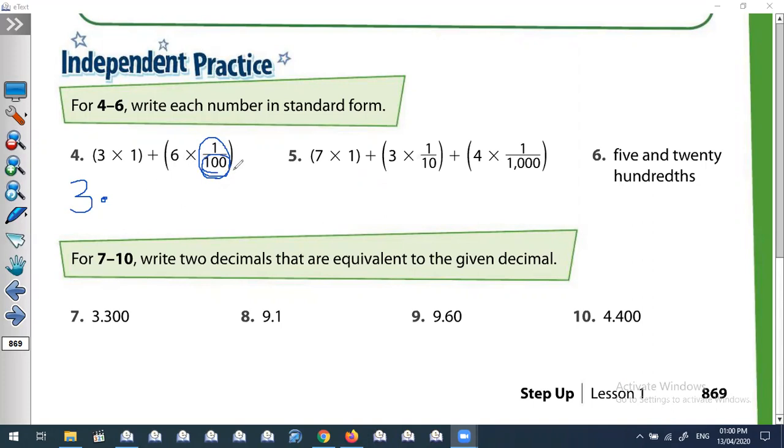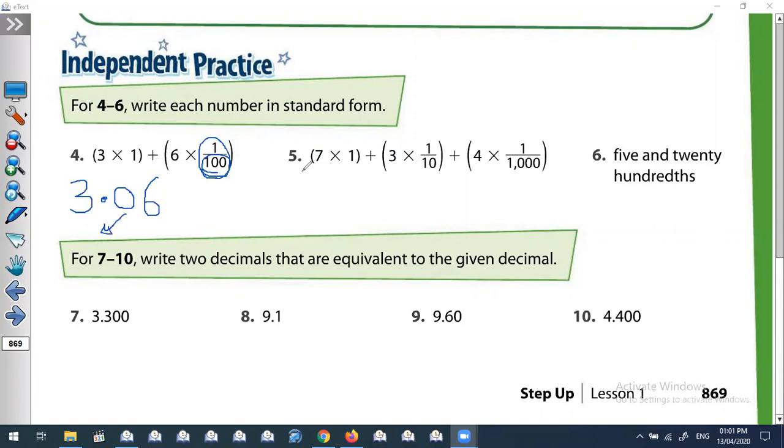Do you have tenths here? No. So you have to put 0 in tenths. After that, 6 in hundredths. And we don't have thousands. You have to put 0 or keep it, no problem. But this 0 is very important.